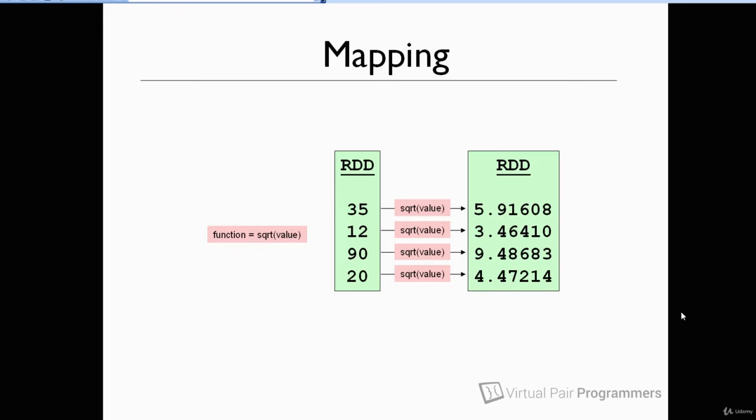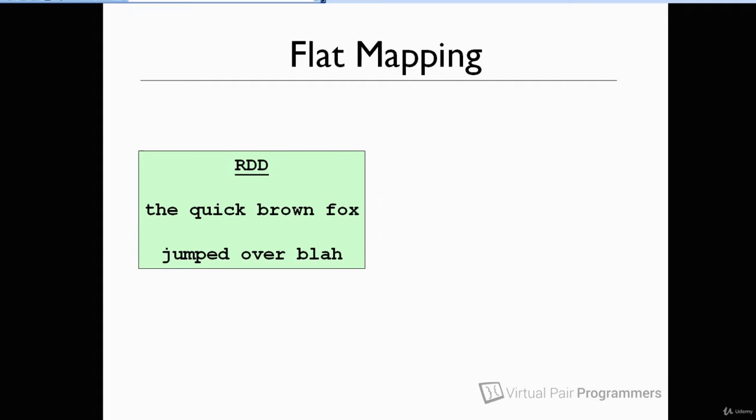But there are some circumstances where this isn't going to be the case, and as a result of a single input value, you need multiple outputs, or possibly even no outputs. And that's where a flat map comes in.